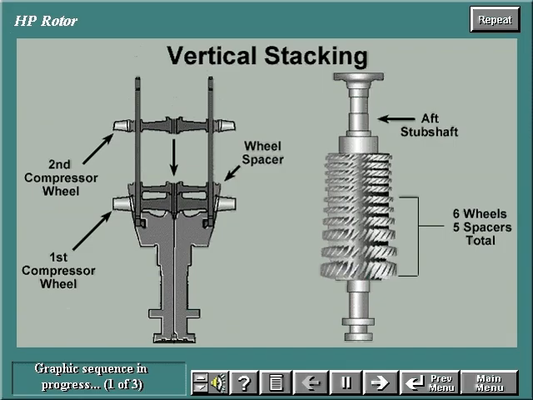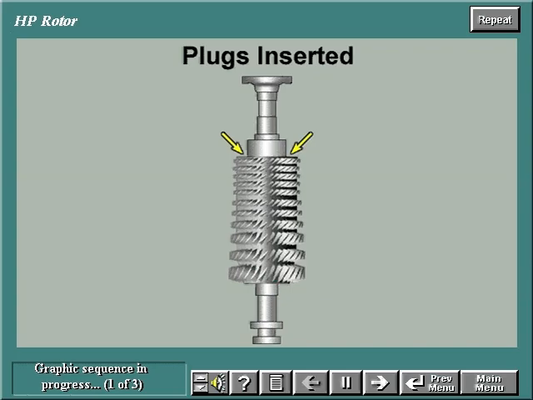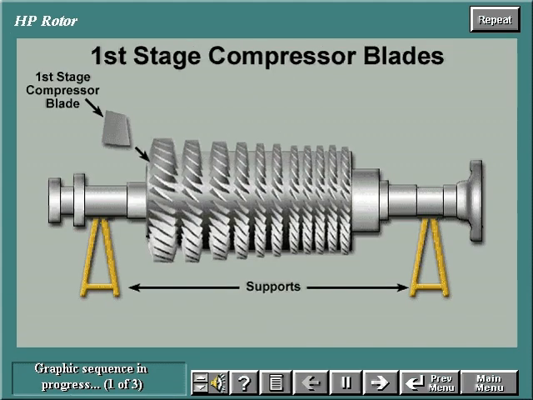Once the last wheel is stacked, the aft stub shaft is slid over the tie bolts and the bolts are tightened. Plugs are inserted in the tie rod slots to prevent particles from entering the slots during turbine operation. The high-pressure rotor is then placed into the horizontal position on V-blocks. The first-stage compressor blades are inserted into radial slots in the forward stub shaft and staked in position.